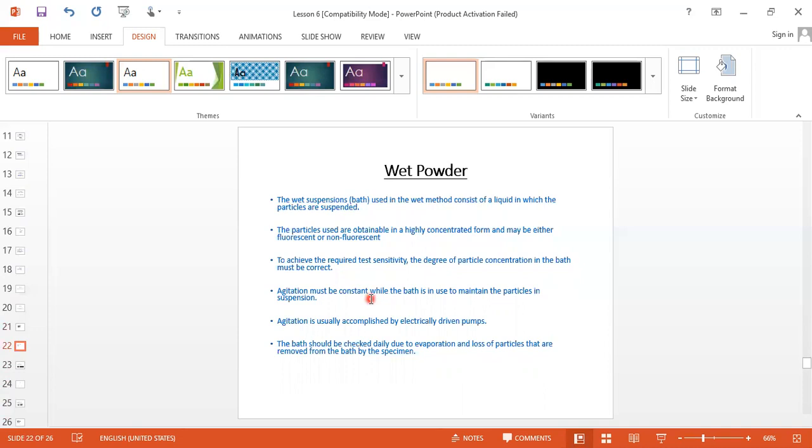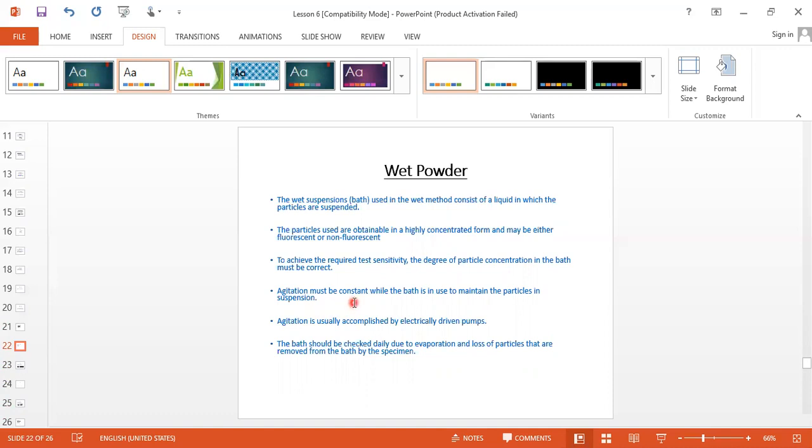Now we are discussing wet powder. The wet suspension bath used in the wet method consists of a liquid in which particles are suspended. The particles used are obtainable in highly concentrated form and may be either fluorescent or non-fluorescent. To achieve the required test sensitivity, the degree of particle concentration in the bath must be correct. Means how we are making the bath: we are mixing some amount of powder into water or kerosene, so that proportion, that concentration, is important.